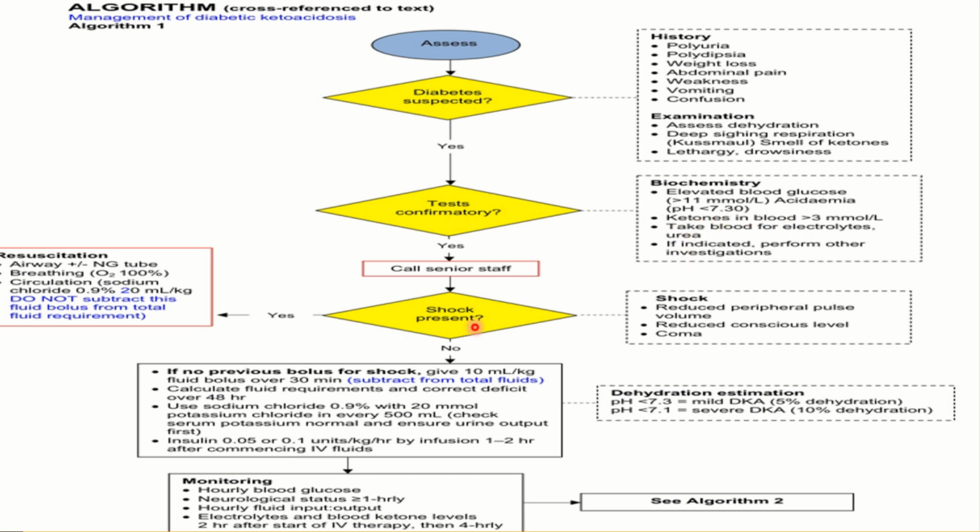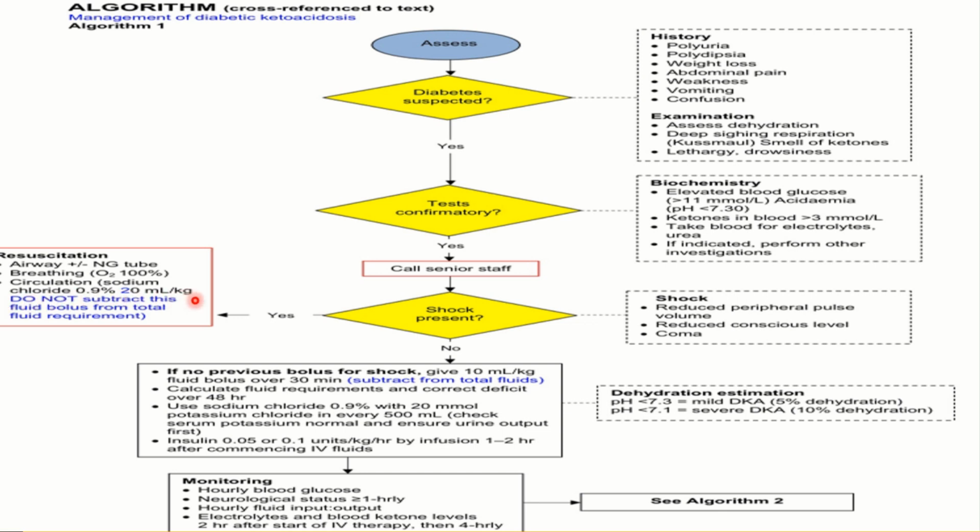Okay, you have done the test. Now you're confirming it. Yes, it is diabetic ketoacidosis. Now you have to call your senior staff. And now you have to check whether the patient presenting with diabetic ketoacidosis is in shock or not, because the management is divided. Now if the patient is in shock, what will you do? If the patient is in shock, you have to maintain ABC. Maintenance of airway with or without NG tube. You have to maintain the breathing by giving 100% oxygen, and you have to maintain the circulation.